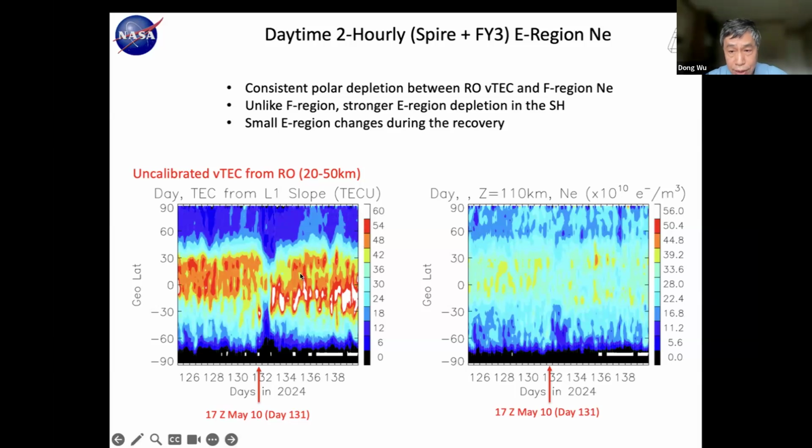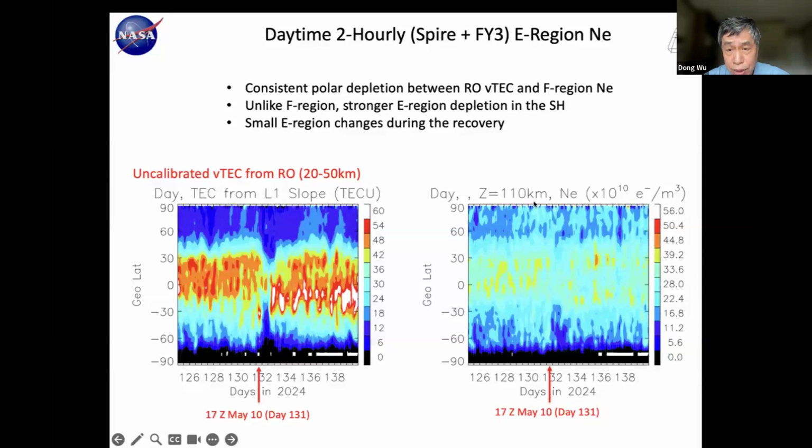I must point out that on the left-hand side, I call it the TEC. In the paper, when we did the E-region retrieval, we used the slope at 20 and 50 kilometers. That's a bottom-up slope, used to infer the vertical TEC. And we did a very ad hoc kind of scaling, just multiplying by a constant. This is the map you get from that TEC. You can see this is very consistent with the F region you just saw, with depletion and asymmetry, and the enhancement afterwards and asymmetry.